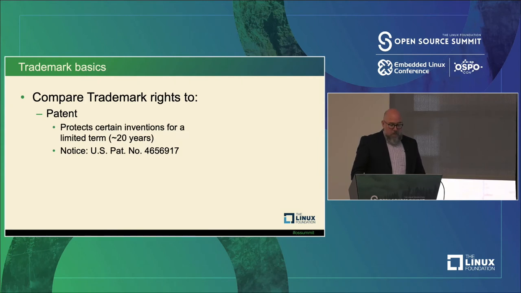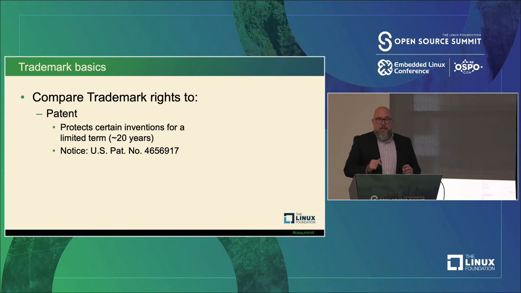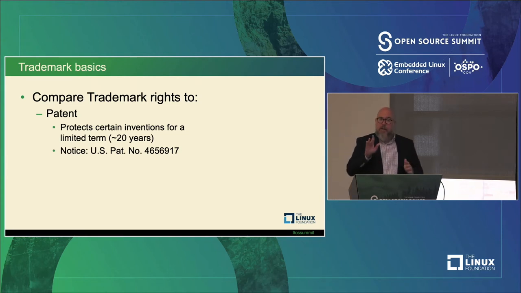All right. So we talked a little bit about what trademarks are, but I think it's valuable to contrast them against the other three kinds of intellectual property rights, because I see people in my conversations confusing them quite a bit, and that can lead to challenges. So first, let's compare a trademark right to a patent right. So a patent protects certain inventions for a limited term, roughly 20 years, which can be adjusted depending on a number of factors, which we're going to not get into.